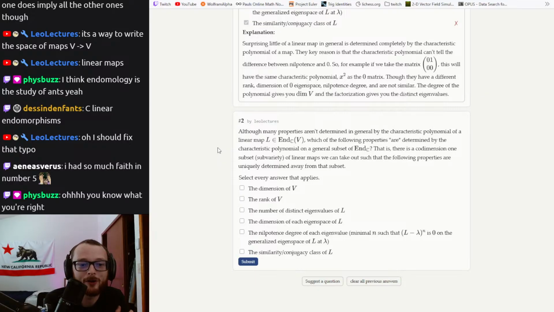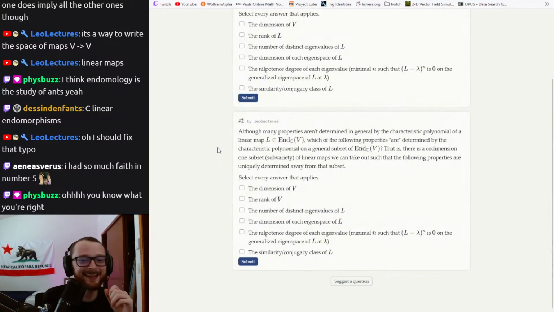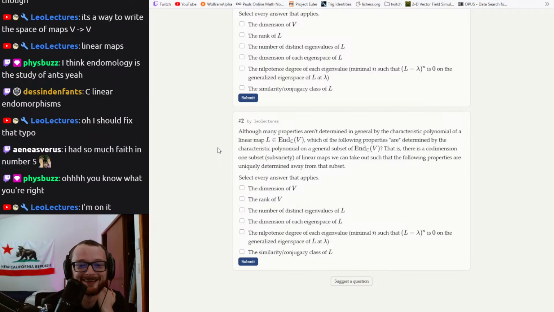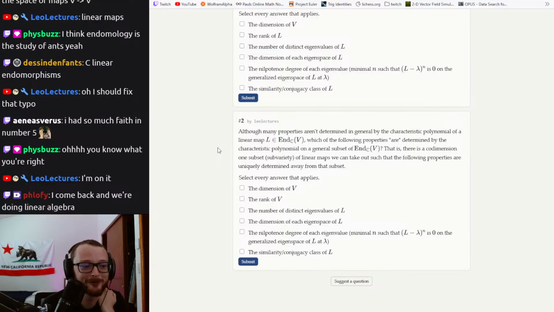Which of the following properties are determined by the characteristic polynomial on a general subset of End_C? That is, there's a codimension... What? Oh, Leo fixed a typo. Oh my, that really tripped me up. Okay. Yeah, you're on the ball, Leo.